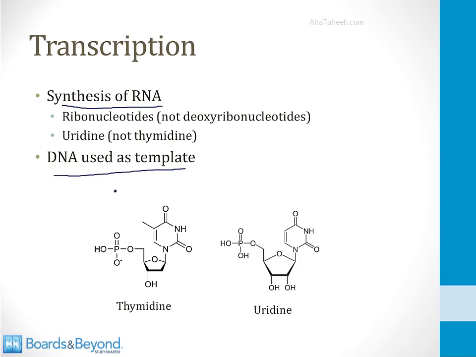And by way of review, what differentiates RNA from DNA is that RNA contains ribonucleotides, not deoxyribonucleotides, and also RNA contains uridine instead of the nucleotide thymidine. If you look at the bottom of the screen, this is the structure of thymidine on the left and uridine on the right. Note that uridine has an OH group here hanging off the sugar molecule. That makes it a ribonucleotide. Thymidine does not have an OH group here. That makes it a deoxyribonucleotide.